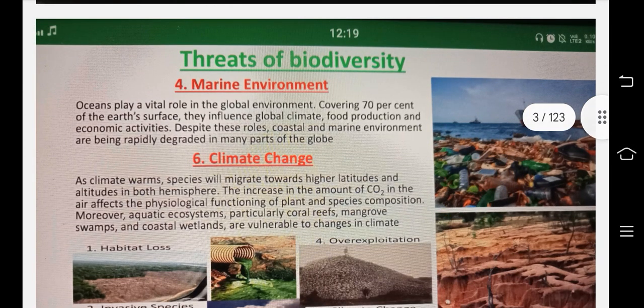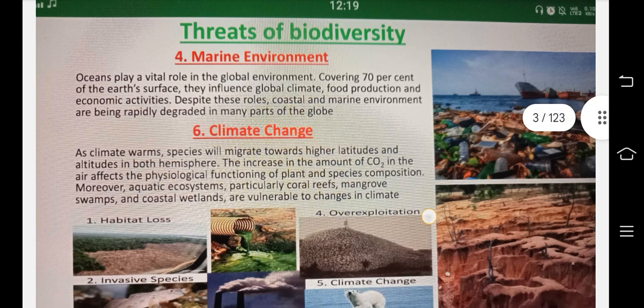Then the marine environment. Oceans play a vital role in the global environment, covering 70% of the Earth's surface. They influence global climate, food production, and economic activities. Despite these roles, coastal and marine environments are being rapidly degraded in many parts of the globe.